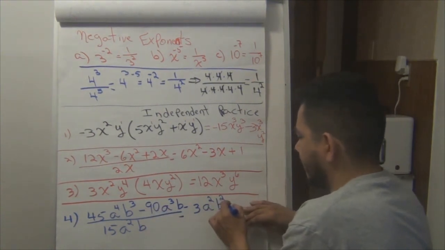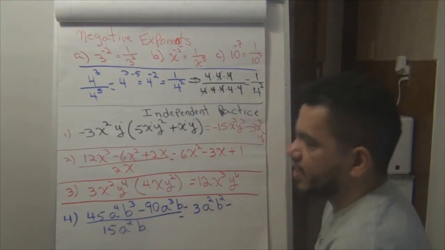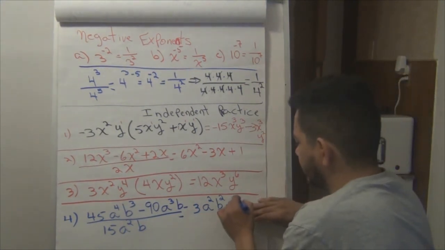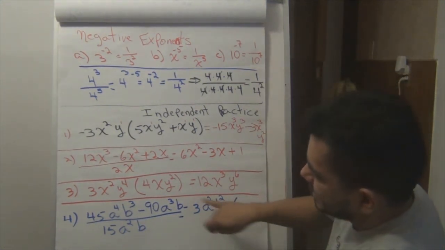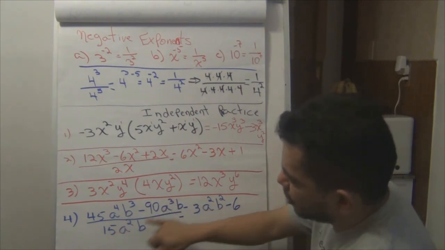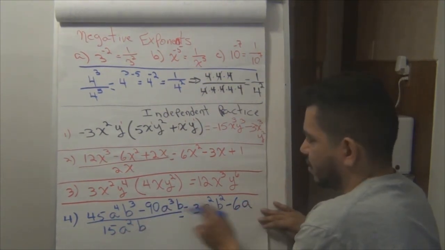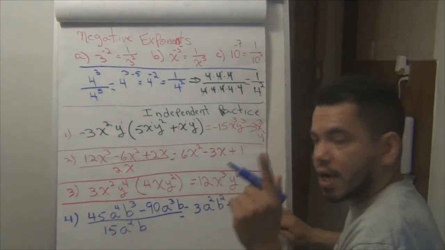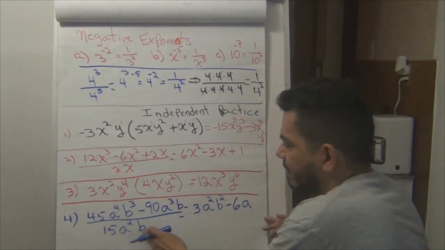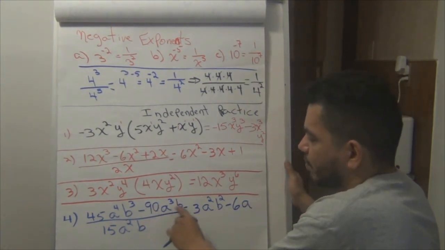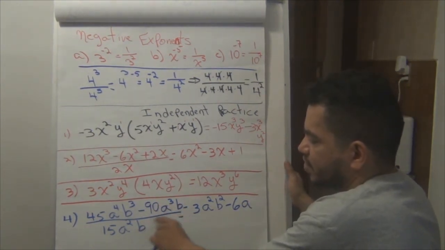Now b to the third divided by b to the first is b squared. Okay, 3 minus 1 is 2. Minus 90 divided by 15 is what? 6. a to the third divided by a squared is a to the first, because 3 minus 2 is 1. And then b divided by b is 1. And remember, this is one number. So b divided by b, there is no addition or subtraction.